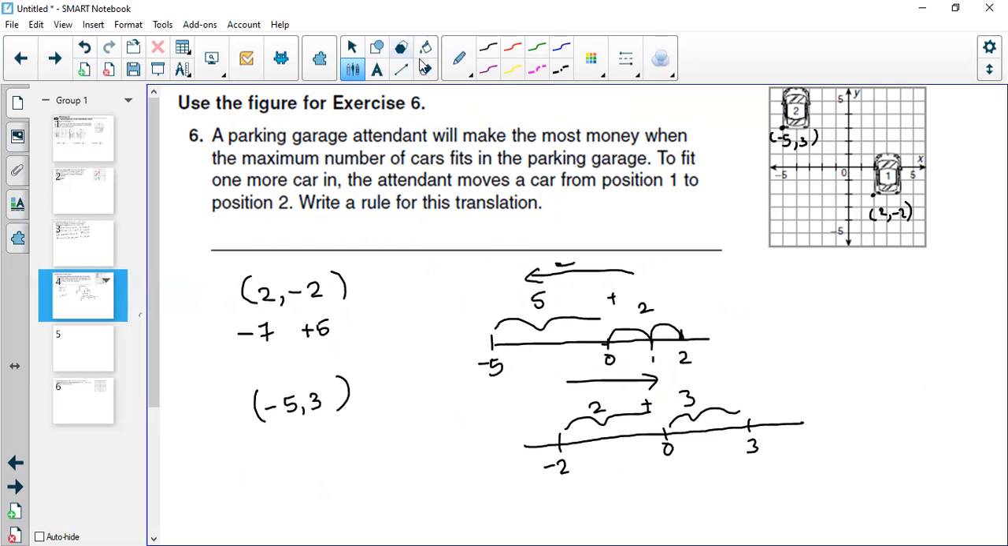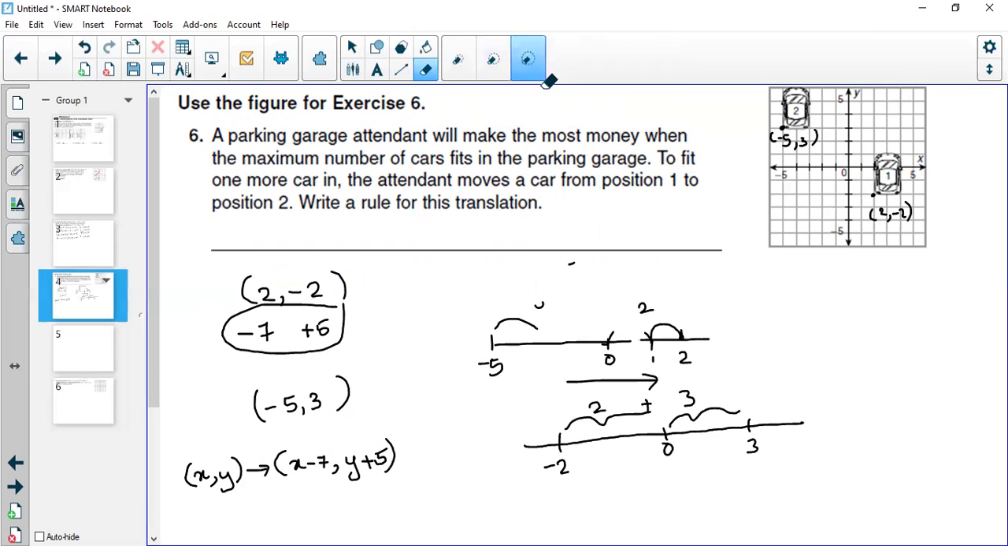So the rule for translation is, how am I going to write the rule for translation? I will write (x, y), put the arrow notation, then say (x minus 7, y plus 5). We have to write what is the rule which they followed to get this coordinate. I will show you one with a positive coordinate. Let me erase this off.